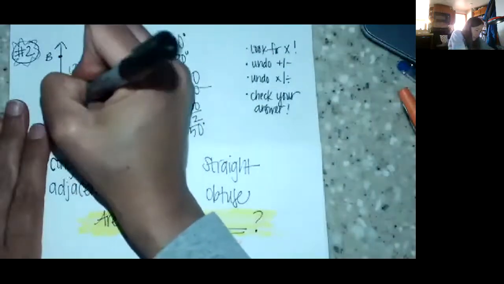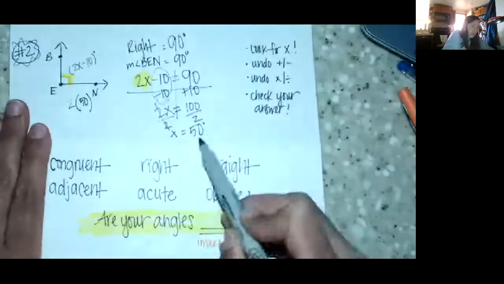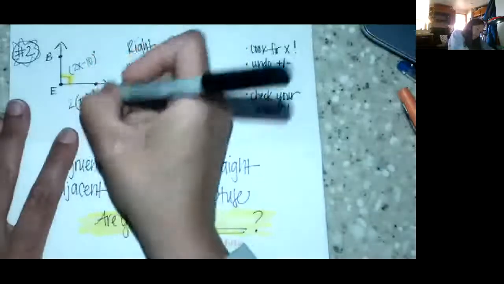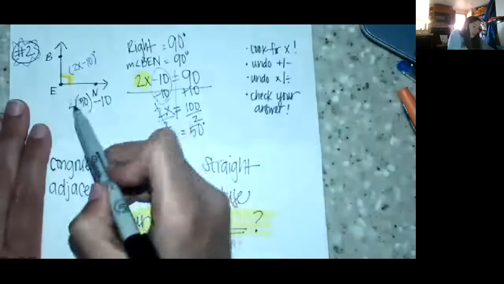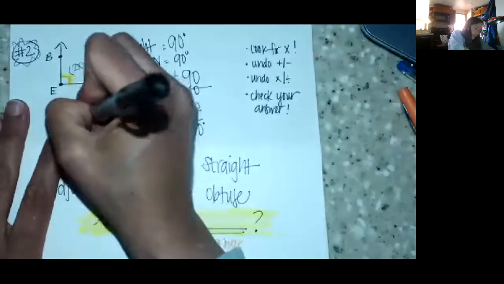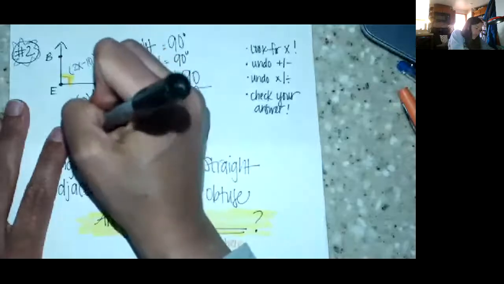Okay, so let's go ahead and set it up. I'm going to substitute in that 50 for x: 2 times 50, and then subtract 10. 2 times 50 is 100. And 100 minus 10, sure enough, is 90 degrees.